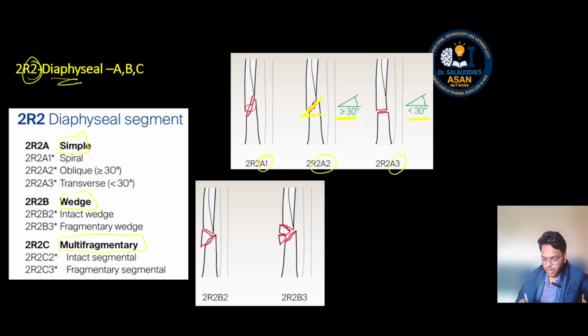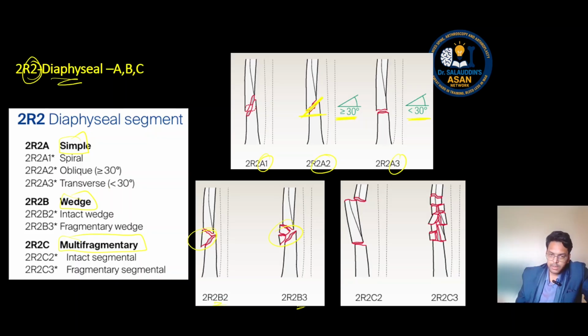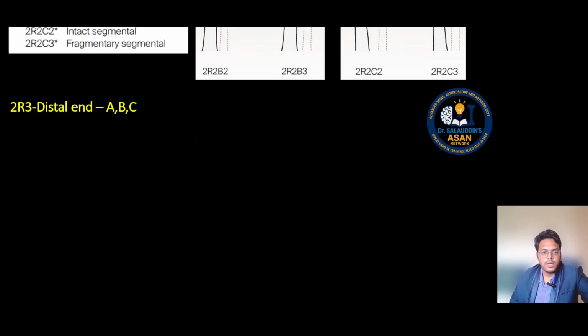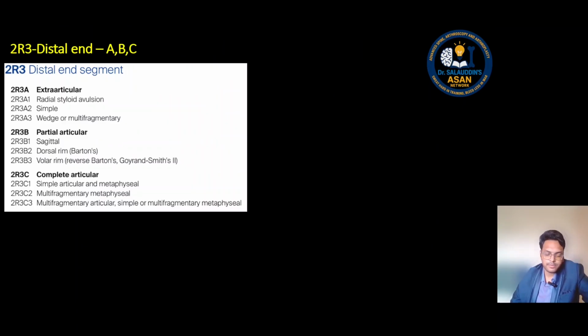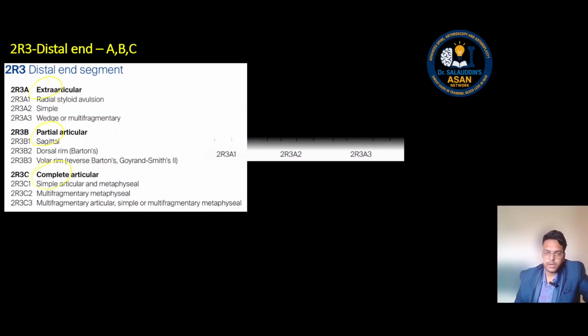More than 30 degrees is oblique. Wedge is when you have an intact wedge or multifragmentary wedge, B2 and B3. Multifragmentary diaphyseal fracture is intact segmental fracture, comminuted segmental fracture. Okay, it is as simple as such. Next comes the distal end of the radius. Distal end, again it is an articular segment. So extra articular, partial articular and complete articular.